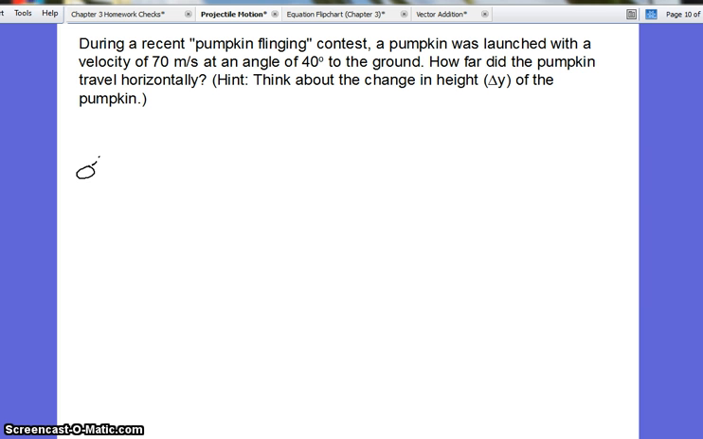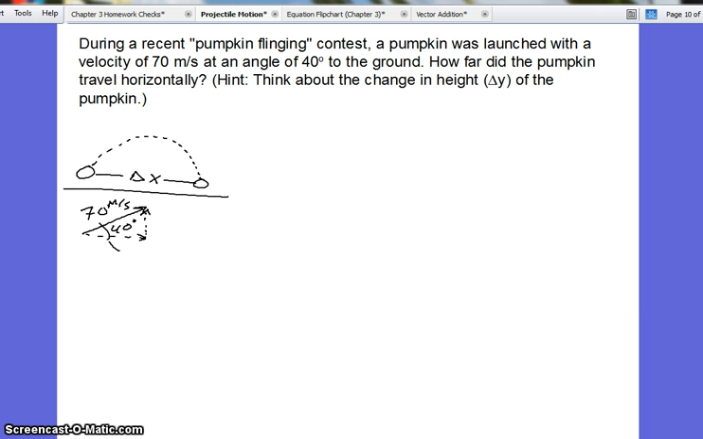So first we'll draw our picture, draw our diagram, and we see that the delta x is unknown. Delta y, we land at the same height, so we'll have to keep that in mind when we get to our givens. Then we draw our triangle. Again, only label your distances in the picture. We'll draw our velocity down below. Here it is launched at 70 meters per second at an angle of 40 degrees.